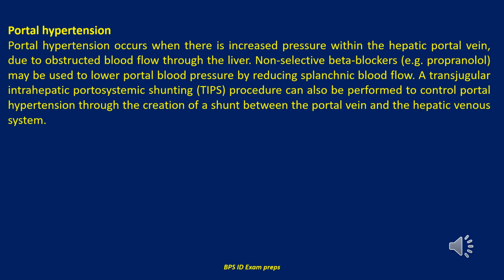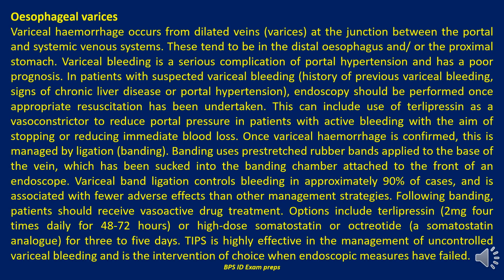Portal hypertension occurs when there is increased pressure within the hepatic portal vein, due to obstructed blood flow through the liver. Non-selective beta blockers, e.g. propranolol, may be used to lower portal blood pressure by reducing splanchnic blood flow. A transjugular intrahepatic portosystemic shunting, abbreviated as TIPS procedure, can also be performed to control portal hypertension through the creation of a shunt between the portal vein and the hepatic venous system. Next we will discuss esophageal varices.